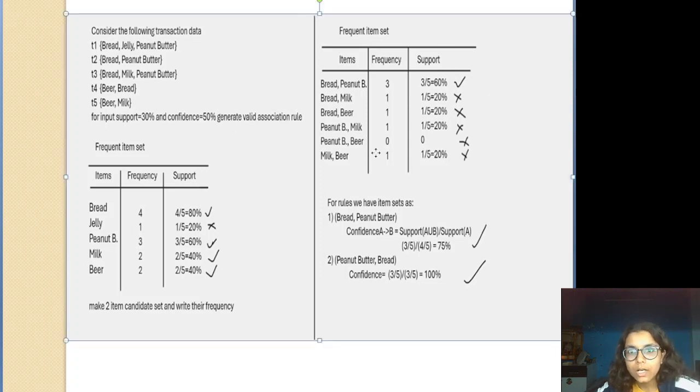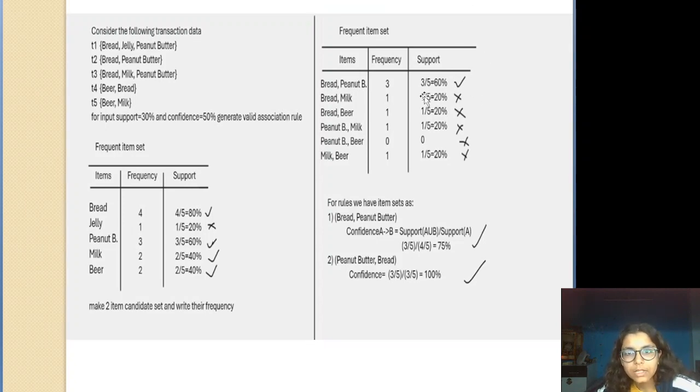Now in the frequent item sets, again we can see that the support is only high in the first item set. It is 60%, and all of the others are 20%. So we would not consider the 20% and 0, as our input support was 30 and it should be maintained. And so we would take bread and peanut butter. For rules, we have the item set bread and peanut butter.